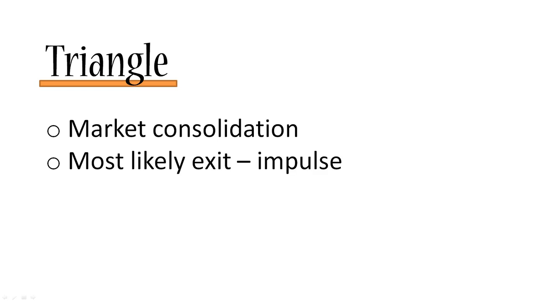The second point is that the most likely exit out of a triangle is an impulse. Doesn't happen 100% of the time, but definitely happens more often than not. And the best part about this is you don't have to predict which way the market will go. All you have to do is set a buy stop and a sell stop order, and whichever way the market goes, you have a good chance of earning a profit.